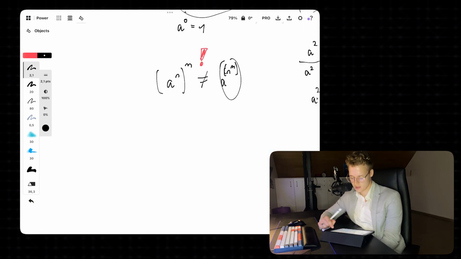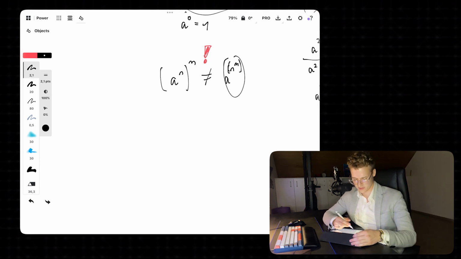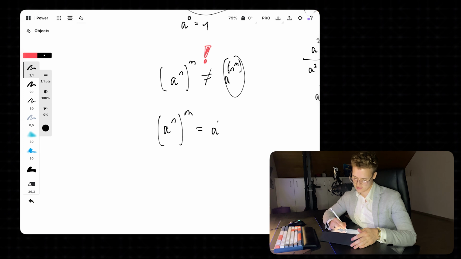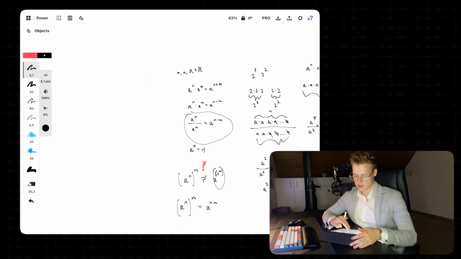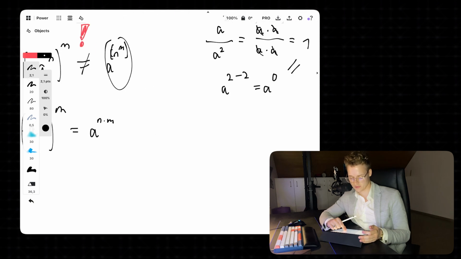Now, what is the rule? If you have a to the power of n, and then that power is raised to the power of m, you have a to the power of n times m, okay? So these rules are for plus and minus. This is the first product rule that we have, okay?